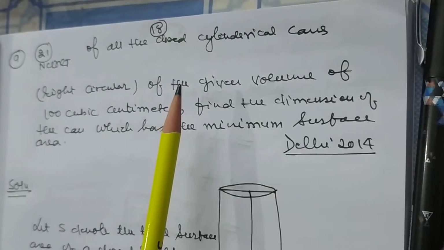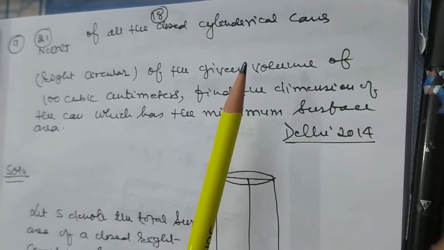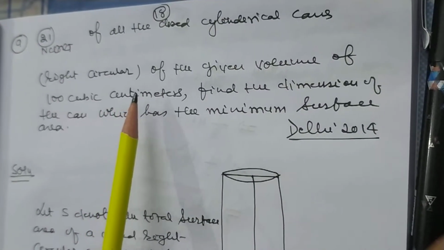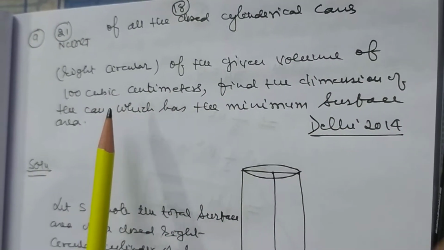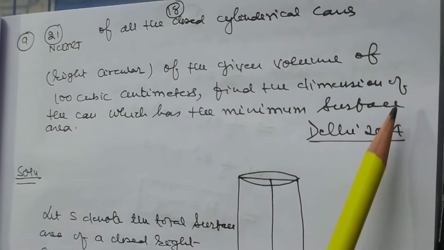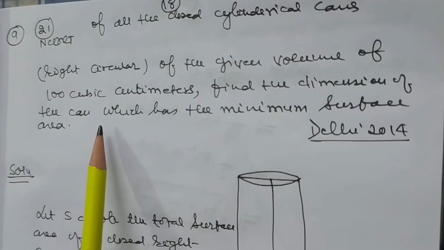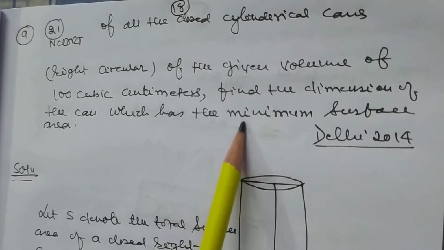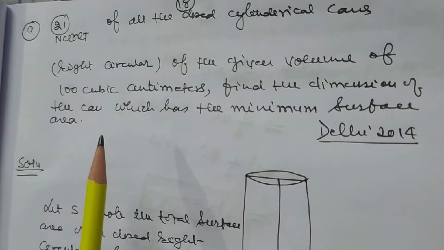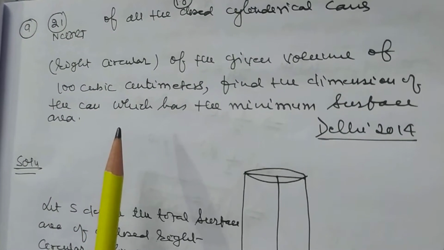बात कर रहे हैं ऑफ ऑल द क्लोज सिलिंड्रिकल कैन्स, राइट सर्कुलर, of the given volume of 100 cubic centimeters, find the diameter of the can which has the minimum surface area. What you have to find in this problem?